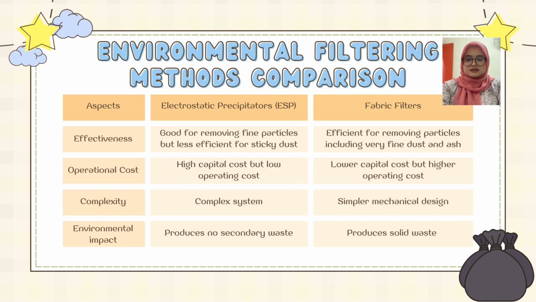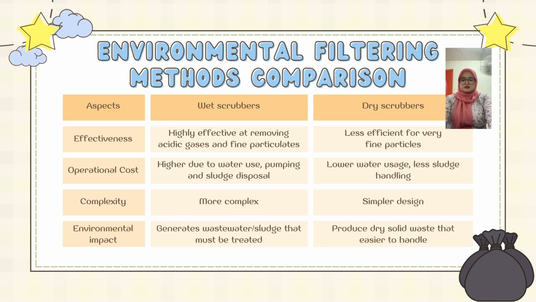The ESP system is more complex, while fabric filters have a simpler mechanical design. Lastly, ESP don't produce secondary waste, whereas fabric filters generate solid waste that needs to be disposed of properly. Next, let's look at wet scrubbers and dry scrubbers.